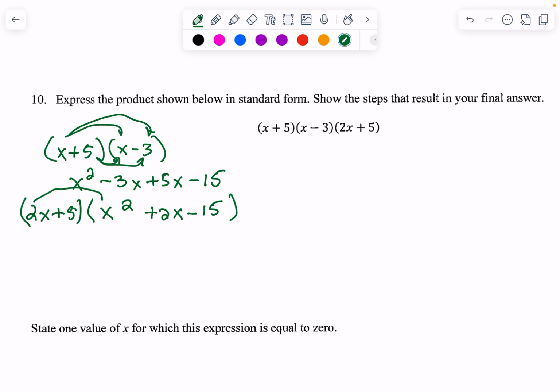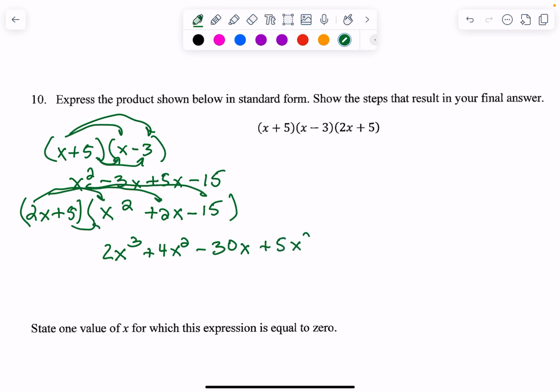So again, we start all over again. This is 2x cubed. This is 4x squared. This one is minus 30x. This one is plus 5x squared. This one is plus 10x. And this one is minus 75.